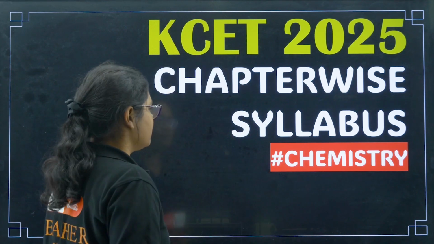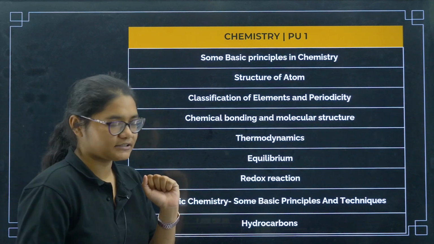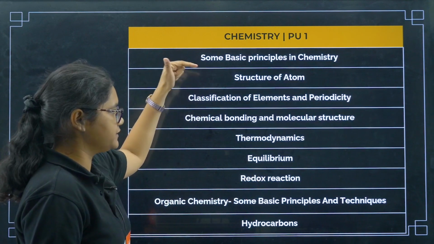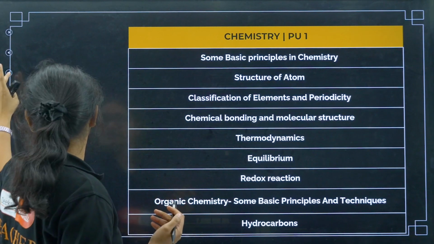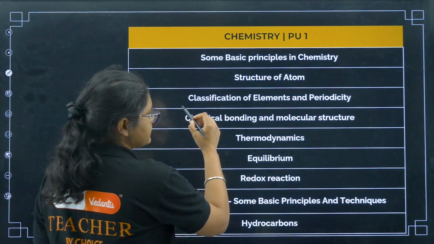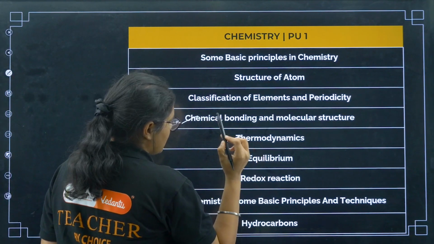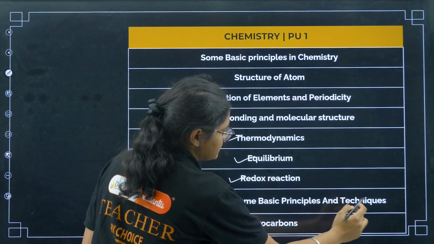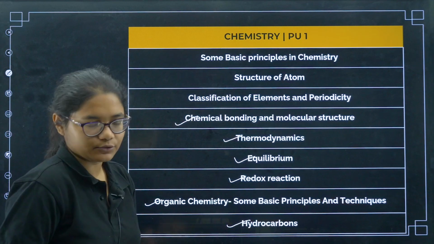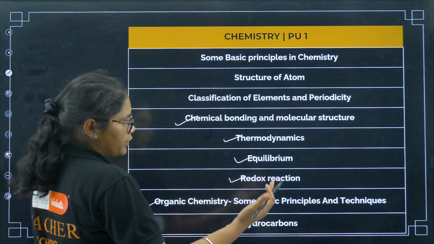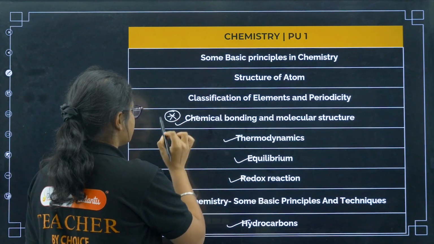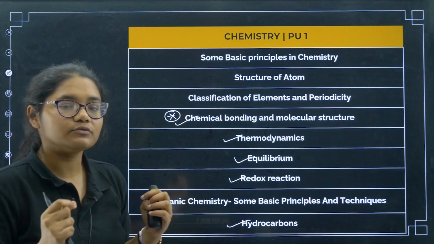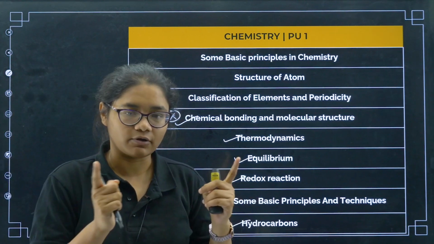So moving forward, first of all you can see the chapters. There are 9 chapters from PU1: some basic principles in chemistry, structure of atom, classification of elements and periodicity, chemical bonding, thermodynamics, equilibrium, redox reaction, organic chemistry some basic principles and techniques, and hydrocarbons. Chemical bonding is very important from PU1, so make sure that you study this chapter in detail.